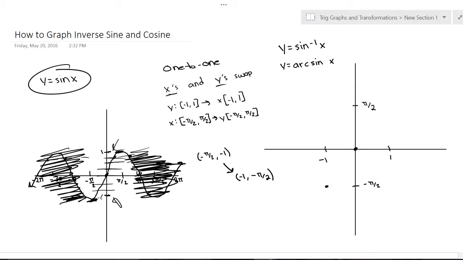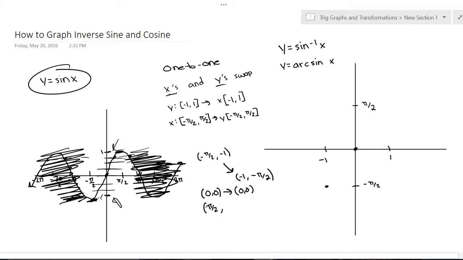Sounds good to me. Okay, and then now we have another important point, 0, 0. If we swap x's and y's, we get 0, 0. Nothing changes there. It goes to the origin. I've already got that labeled. Okay, so a final important point we can say is pi over 2.